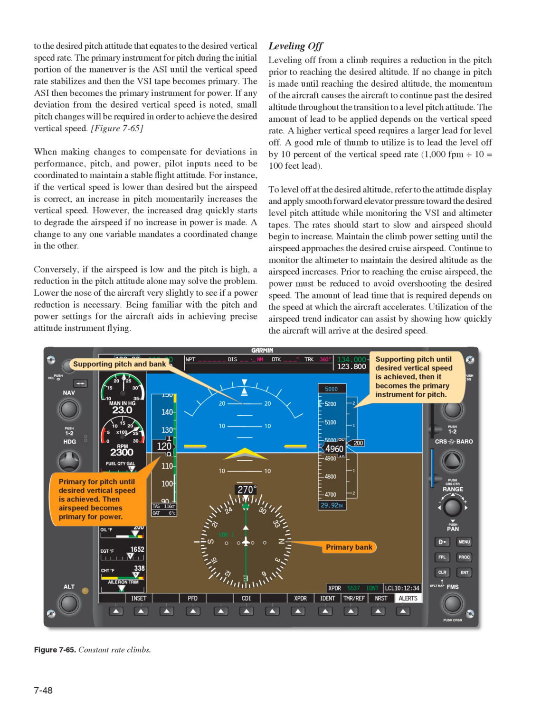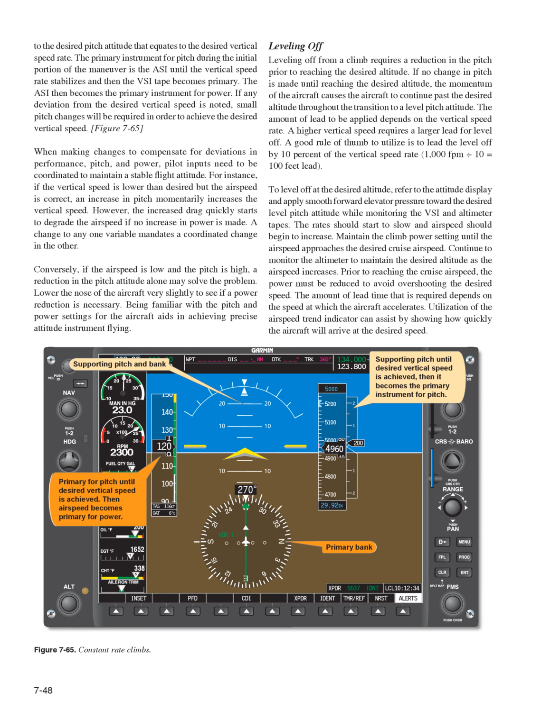Leveling off from a climb requires a reduction in the pitch prior to reaching the desired altitude. If no change in pitch is made until reaching the desired altitude, the momentum of the aircraft causes the aircraft to continue past the desired altitude throughout the transition to a level pitch attitude. The amount of lead to be applied depends on the vertical speed rate. A higher vertical speed requires a larger lead for level off. A good rule of thumb to utilize is to lead the level off by 10% of the vertical speed rate: 1000 fpm divided by 10 equals 100 feet lead.